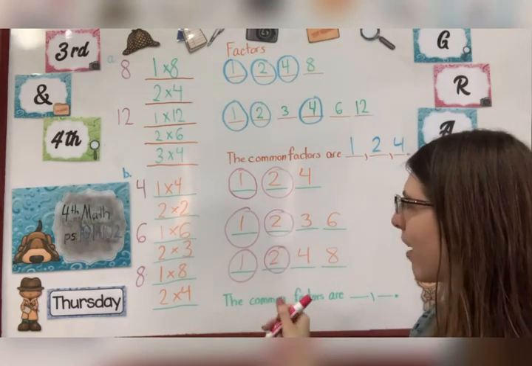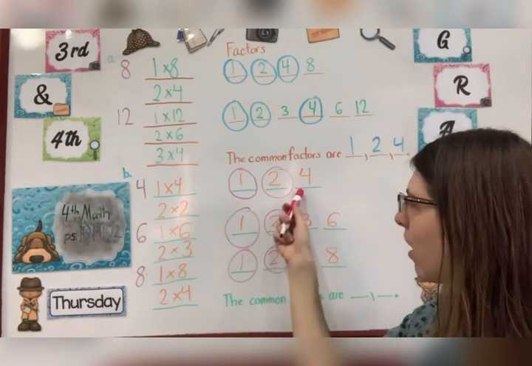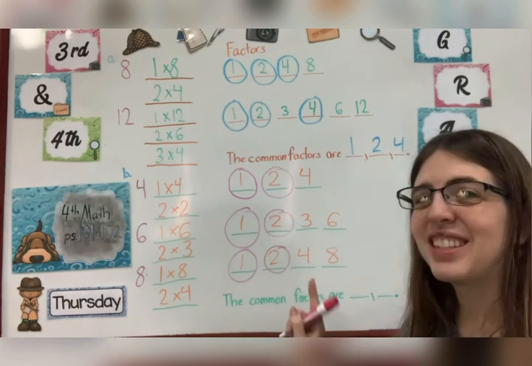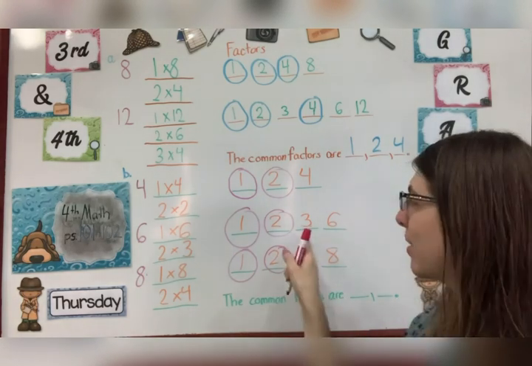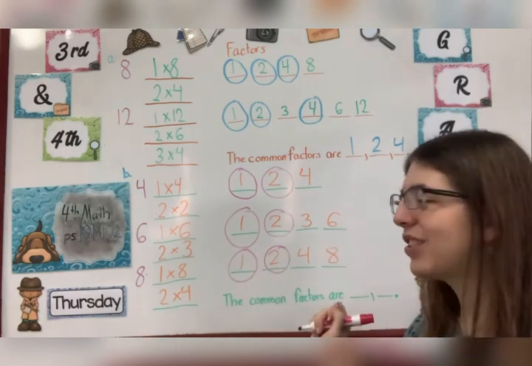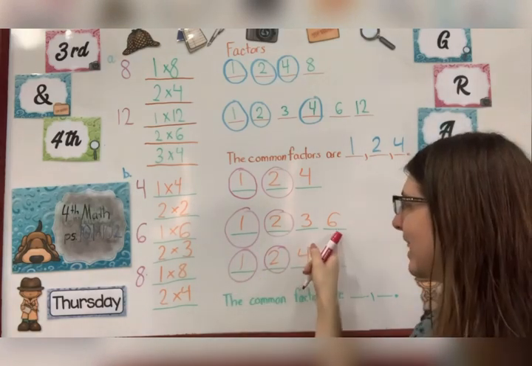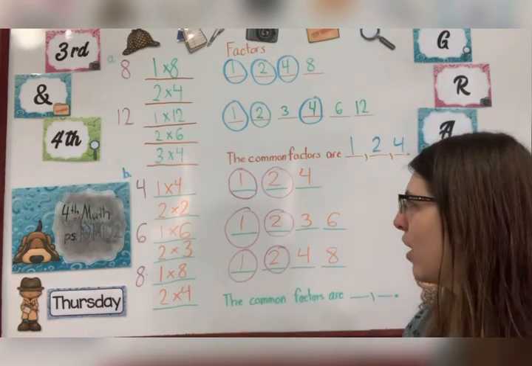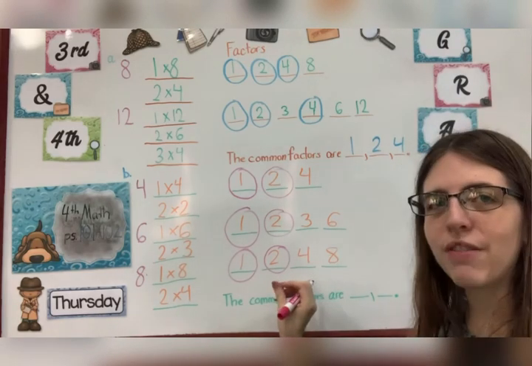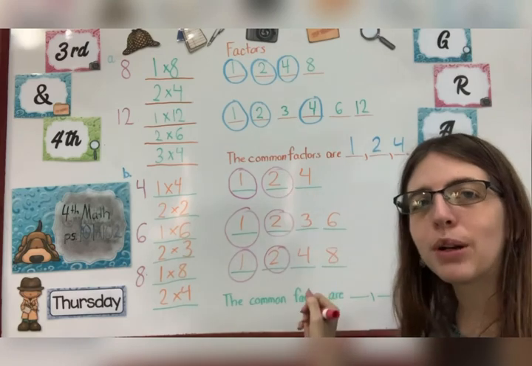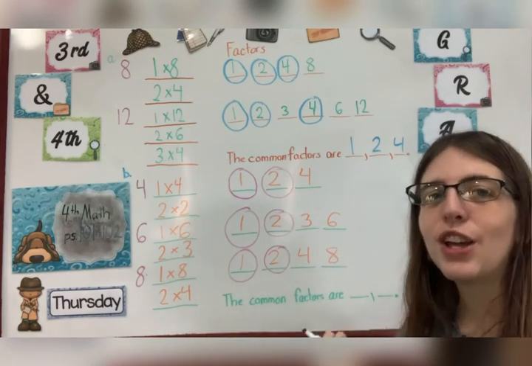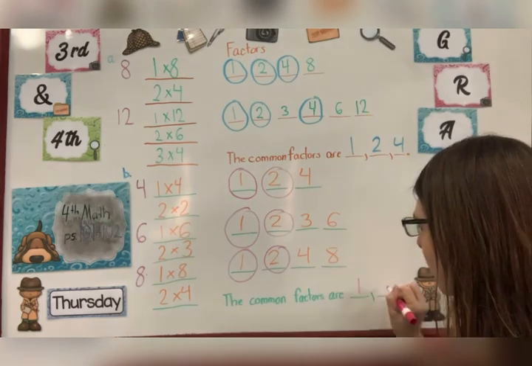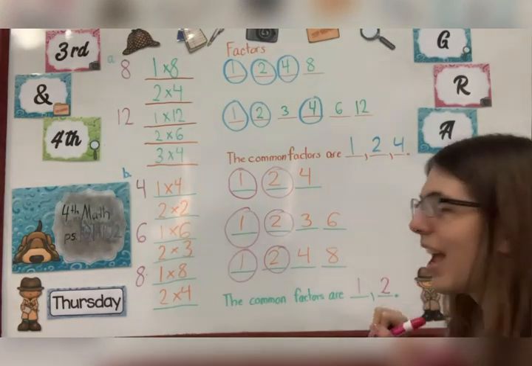How about 4? Well, 4 has 4 and 8 has 4, but 6 doesn't, so it's not common. 3 is only in 6, so it's also not a common factor. 6 is only in 6, and 8 is only in 8. So just remember, even though 4 is in 2 of the numbers, it's not in all of the numbers, so it's not a common factor. So my only common factors are 1 and 2.